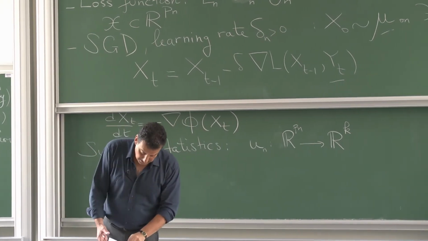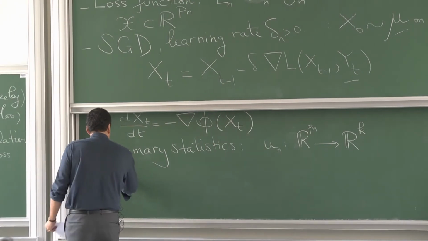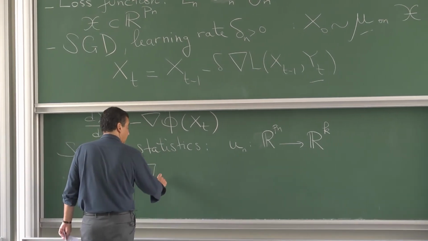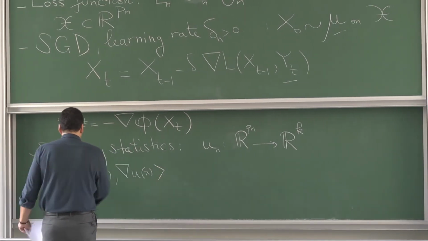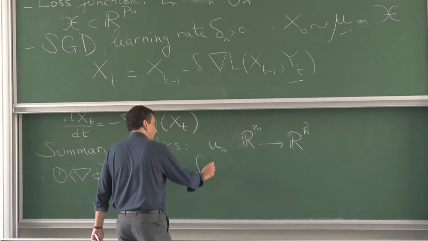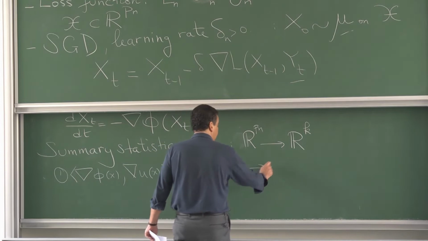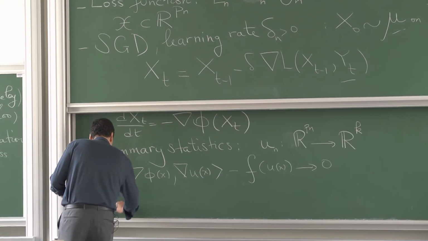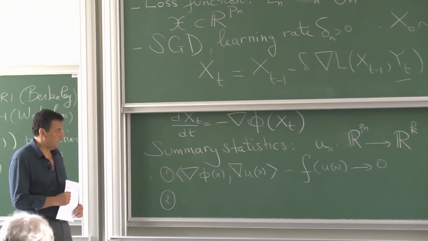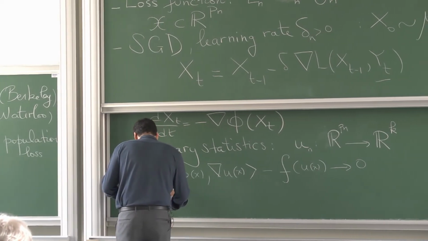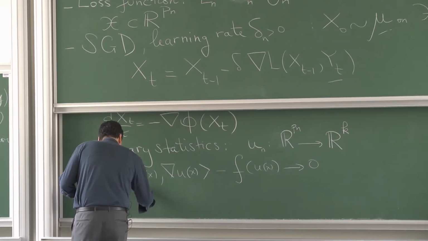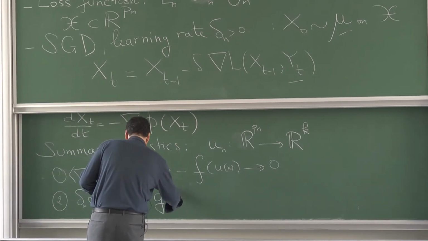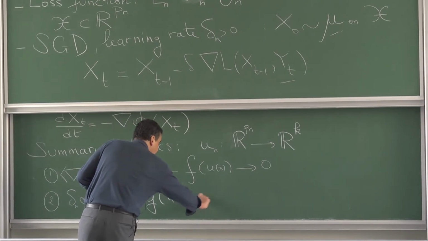So we will say that something is a summary statistics if the following holds. You need first the inner product of grad phi of x and grad u of x, minus some function f, little f, of u of x, to go to 0, right? And then you need two more. This one does not depend on the step size for the moment. And then you need that delta L u_n of x minus another function g of u_n of x goes to 0. We'll tell you what this L is.